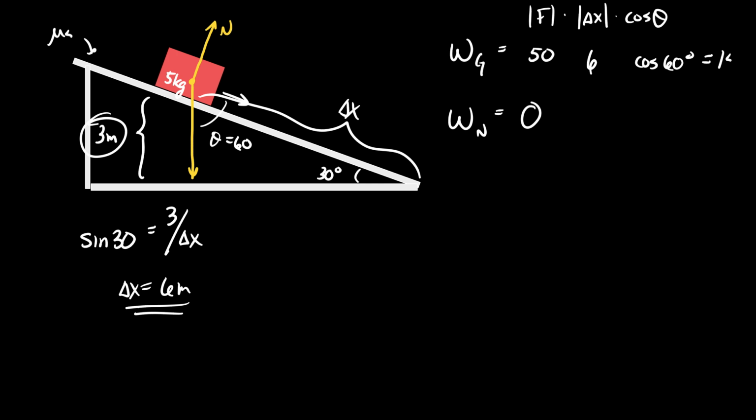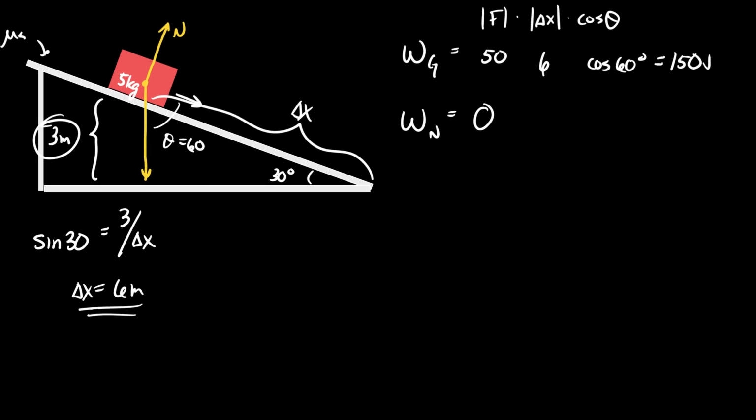$150. 150. Weird. No, you're not doing it wrong. That's it. That's the right answer. It doesn't matter that the box slid down the ramp or went straight down.